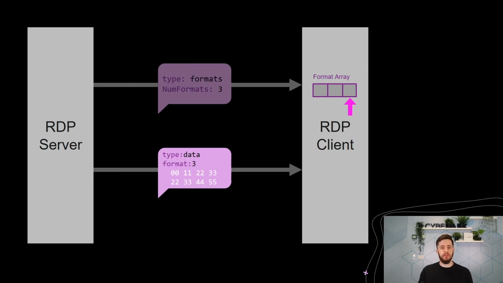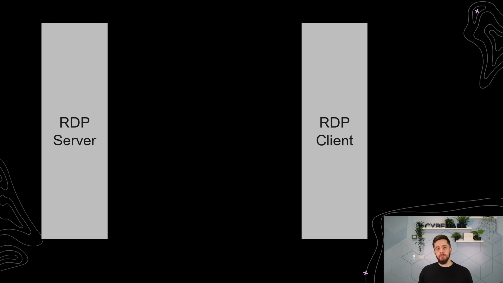Here in this example, you can see 3 formats being announced, and then 1 data packet that is using the third format. So no issues here. Now, based on that, let's take a look at what the crashing input caused the message flow to look like and see what happened before the crash.